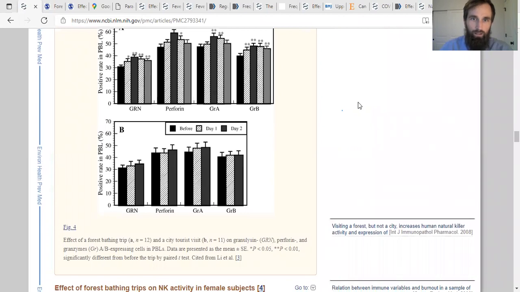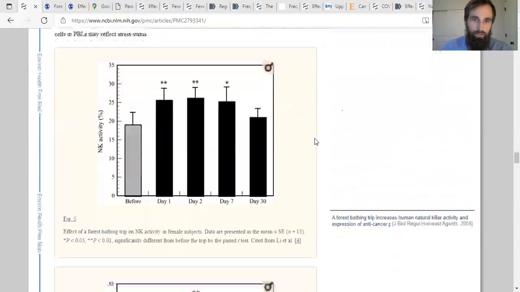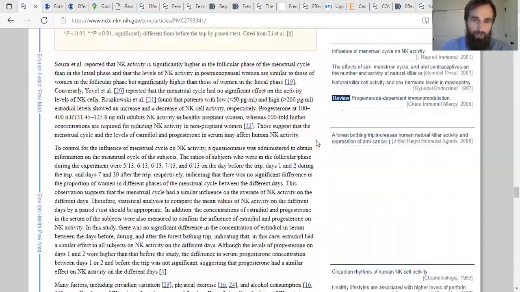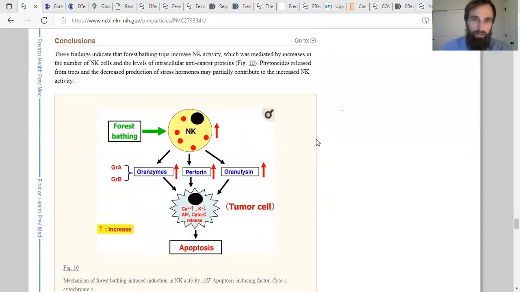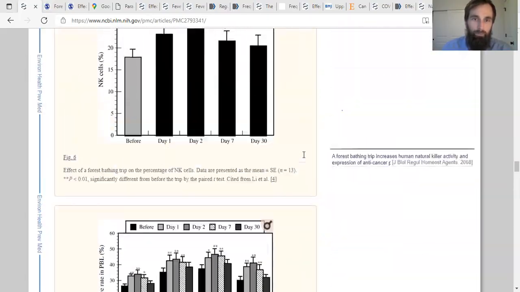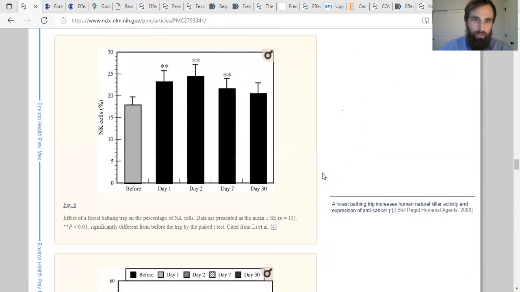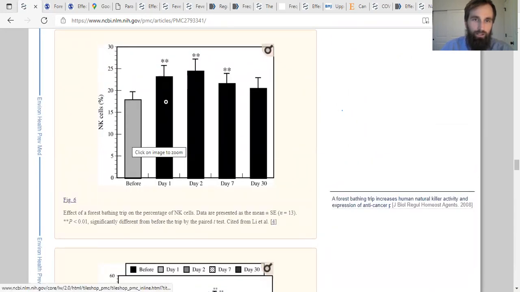So here we get so many graphs here with the data. This is what I was going to show you here. We have the before, we have day 1, day 2, day 7, day 30. You can see day 1, day 2, and at day 7, it's still elevated. Day 30, it's come down some, but still higher than initial.